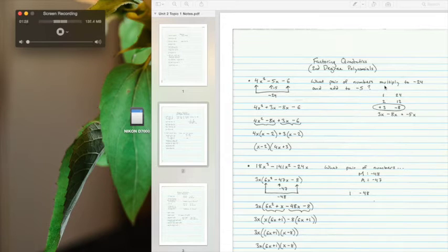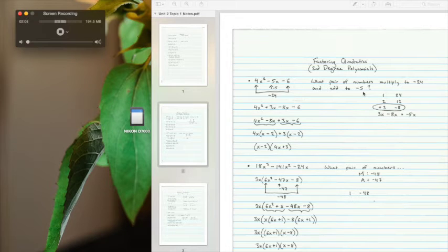What pair of numbers multiplies to negative 24 and adds to negative 5? Okay, where did I get those numbers from? The 24 comes from this last term and the first term. If you take the coefficient on the highest degree term and the constant term and you multiply them, you're going to get this number. In this case, it's negative 24. I want to know what pair of numbers multiplies to negative 24, but also adds to negative 5.